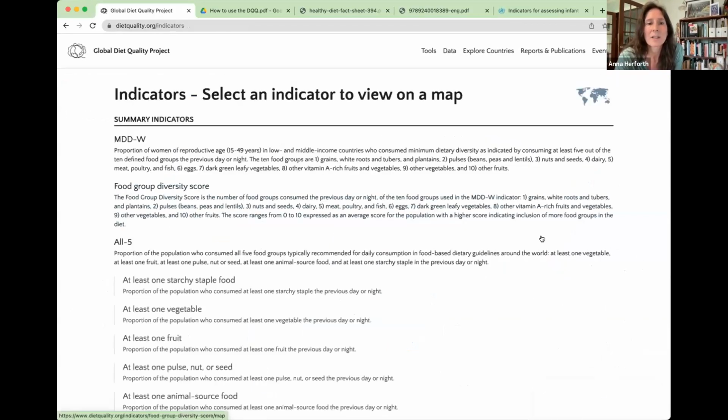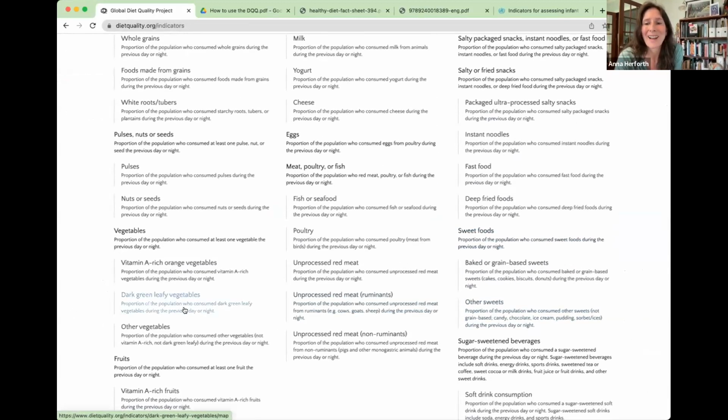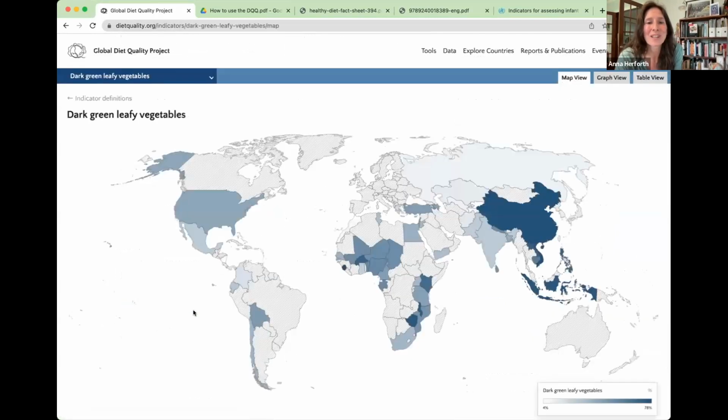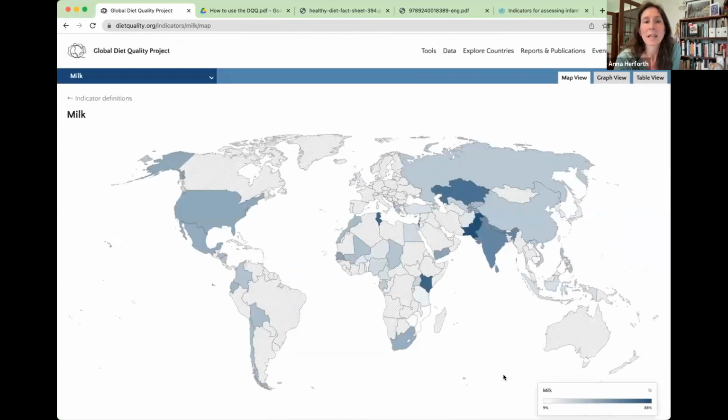Again, you could just have a lot of fun looking around at these different food groups. One of my favorite food groups that I studied in my dissertation was dark green leafy vegetables, and where in the world these are more highly consumed. You can also look at something like milk consumption, where there tends to be a lot of cultural difference, quite high in South Asia, quite high in Kenya, which I know well, it's a big milk culture. So you can see many of the different food groups here. So that's an overview of the data that are available.